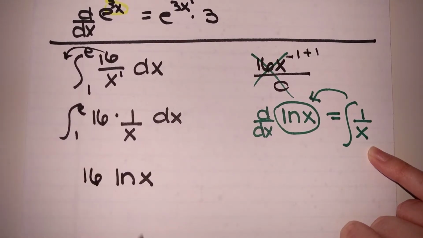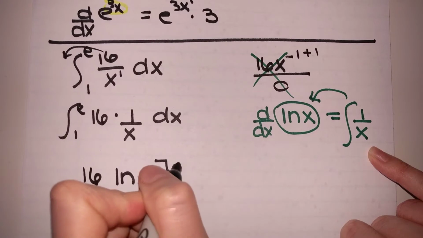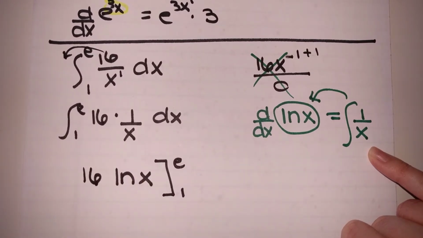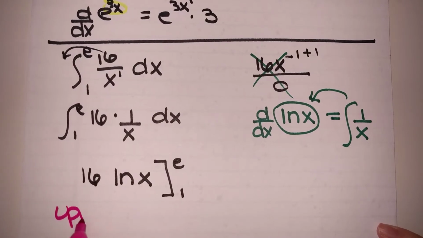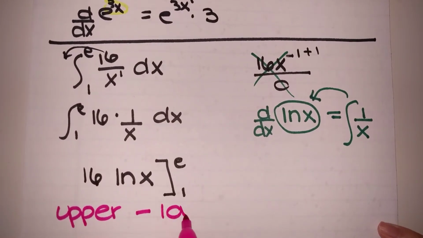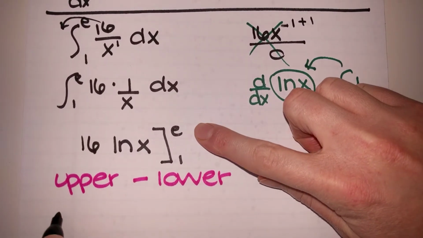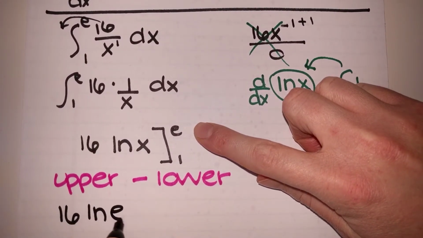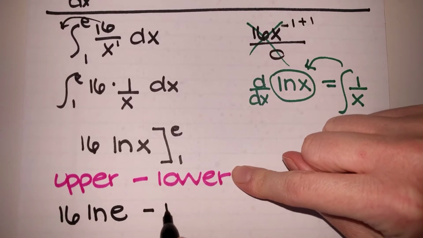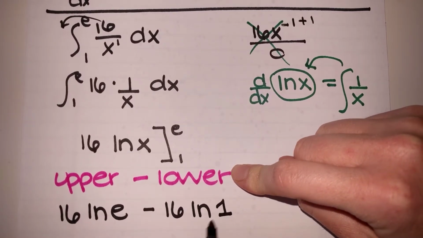We have 1 and e as bounds, so we need to draw our bracket and have 1 and e. So now what we do is we plug in the upper bound first minus the lower bound plugged in. All right, so my upper bound is e, so I have 16 natural log of e minus, and then the lower bound plugged in, natural log of 1.